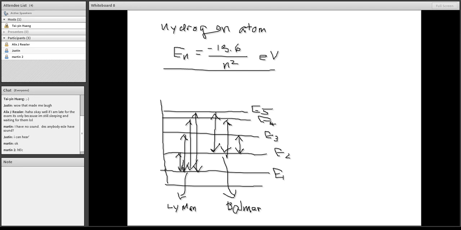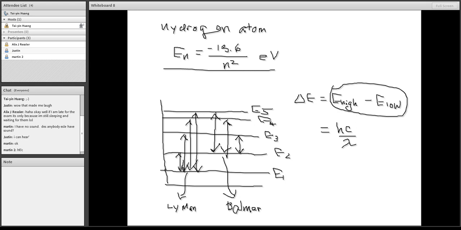Okay, so how do we calculate the change in energy? How do we calculate the wavelength of a photon? Again, the change in energy is equal to the energy of the electron in the higher energy state minus the energy of the electron in the lower energy state, and that energy difference must be equal to hc over lambda, or the energy of the photon. So when you do this calculation, make sure that you convert to SI units before you calculate your wavelength.